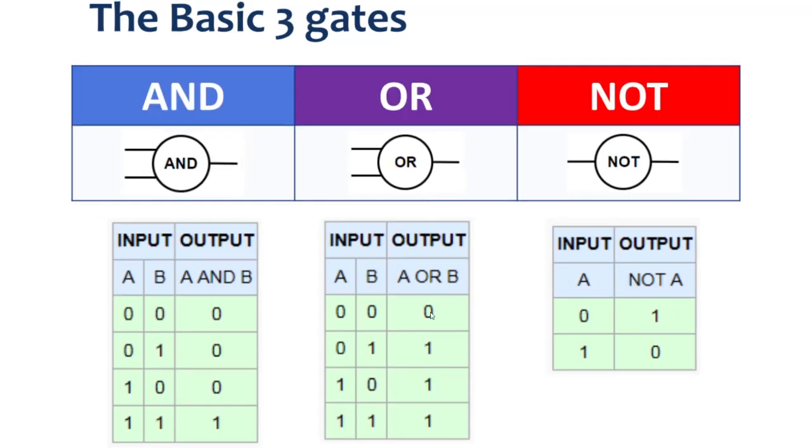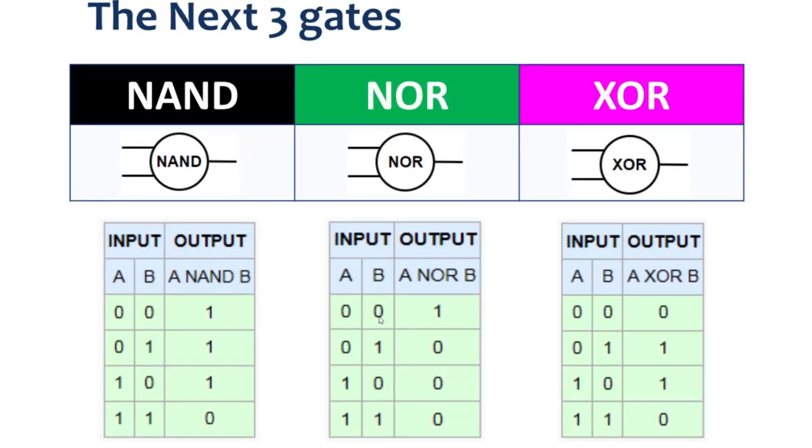In OR, we can see that when at least one input is 1, the output is 1. 1 1 is 1. 1 over here is one output. 1 over here is one output. The only one where there is no output is when both inputs are 0. It's the opposite for NOR. Only when both inputs are 0, the output is 1. If one input is 1, the output is 0.